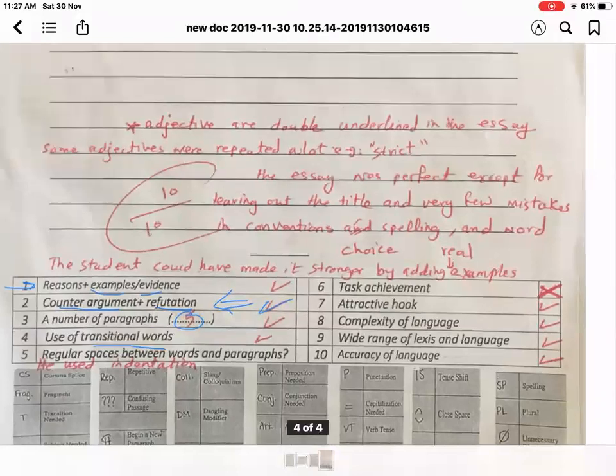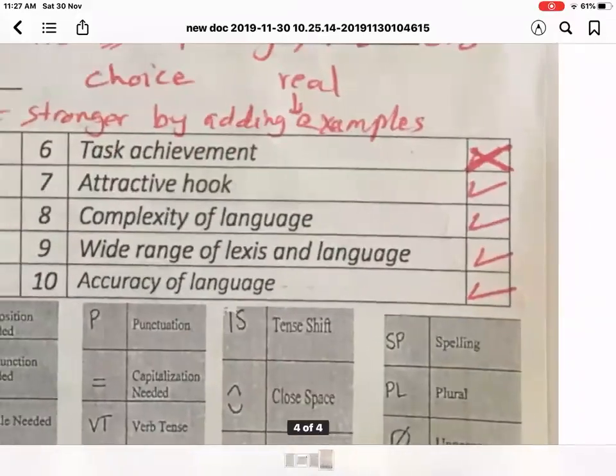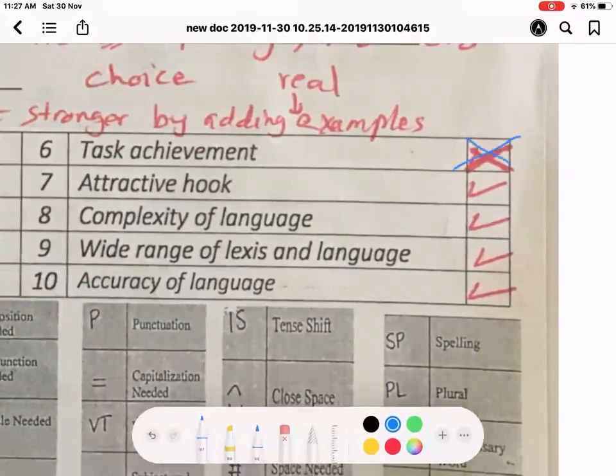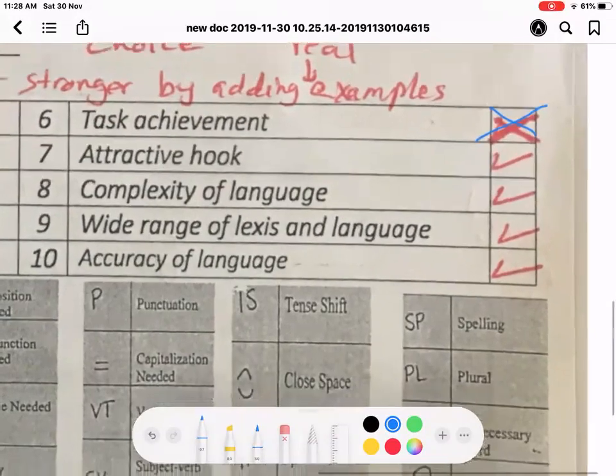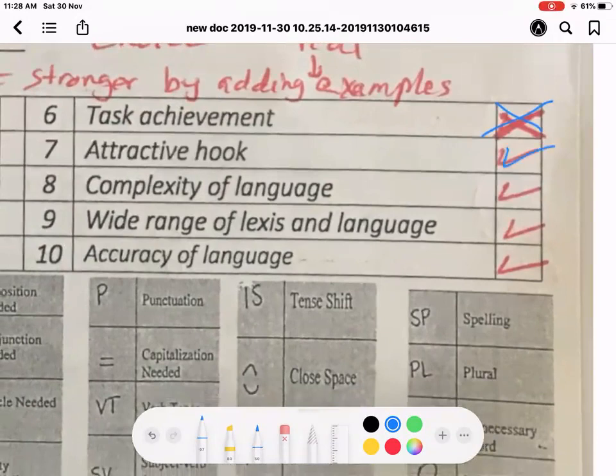For task achievement, I put on a cross here, so I'd rather correct the mark here. Because it wasn't so clear, task achievement. Attractive hook was there. Complexity of language as well is fine. Wide range of vocabulary and language, and accuracy of language. I don't think I can give him accuracy of language here, so there is a mistake here. He has some mistakes. So let's take this one out and this one out here.